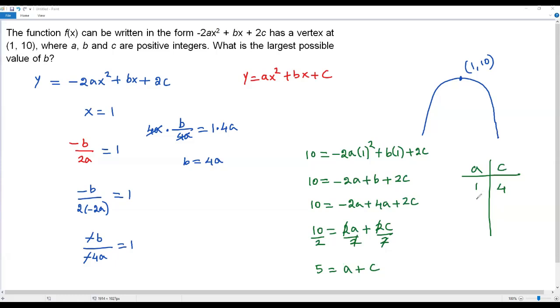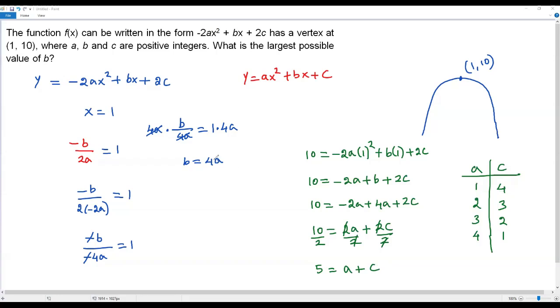Or I may take a equals 2. Then c must be 3, so that a plus c equals 5. Or a equals 3, then c will be 2. Or a equals 4, then c will be 1. I cannot take a equals 5, because then c will be 0, and c equal to 0 does not satisfy the condition, because c also is a positive integer. So we have 4 pairs of values for a and c.